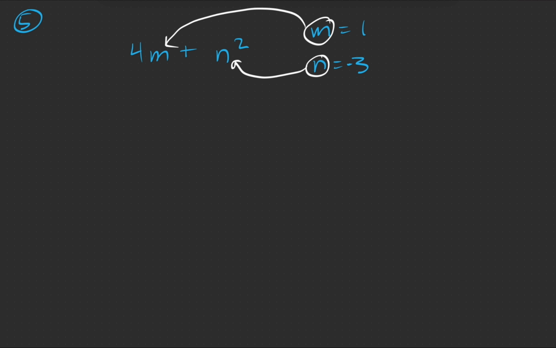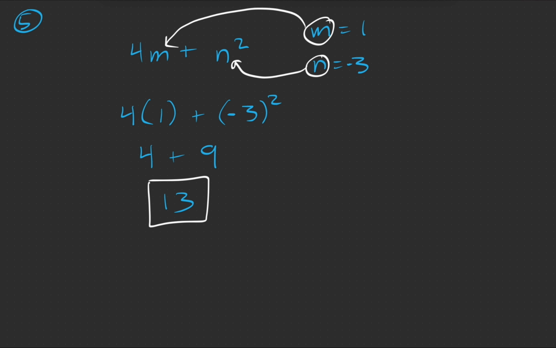In our case, it's pretty simple. We're going to do 4 times our value of m, which is 1, plus our value of n squared, so the whole of negative 3 squared. Using PEMDAS, we can solve this. We get 4 plus negative 3 squared, which already is 9, and that gives us 13 as our final answer. So this expression with 2 variables evaluated to 13.